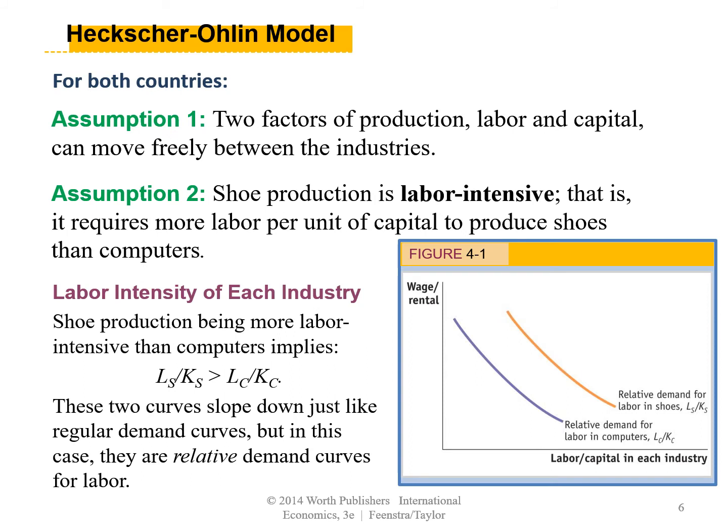So now we're going to work through the assumptions of the Heckscher-Ohlin model. Number one, there are two factors of production, labor and capital, also called resources in this model. It's confusing, I know, but that's the way it is. Two factors of production, labor and capital, that is resources, can move freely between industries within a country. Assumption two, shoe production is labor intensive, that is, it requires more labor per unit of capital to produce shoes than computers.